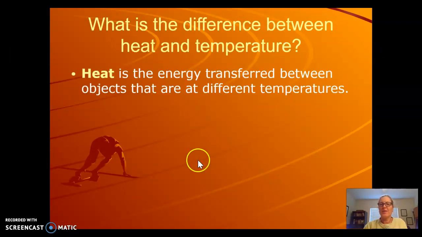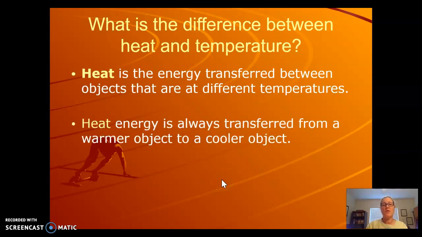So heat. As you were learning in the videos, heat is energy transferred between objects, okay? Very different than temperature. We're going to talk about that. Heat takes into account the energy transferred, the speed of the particles, as well as the quantity of the particles. Those are both included.